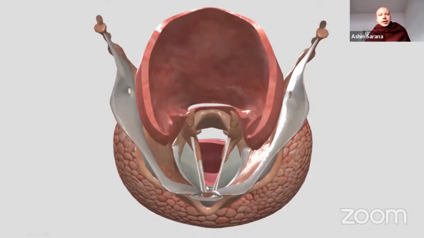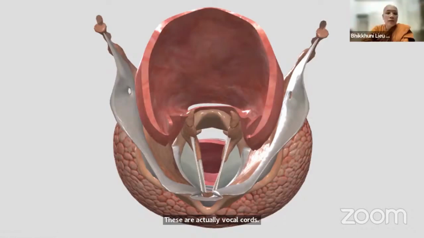And in that trachea, this little triangle that you may notice at the lower portion of the picture, these are actually vocal cords. Ở đây quý vị thấy có một cái hình tam giác. Thì cái hình tam giác này có những cái sợi dây, thì đó chính là những cái dây thanh quản.